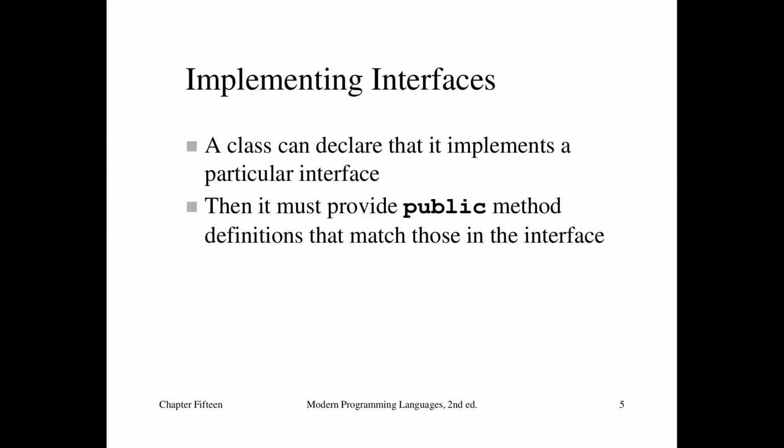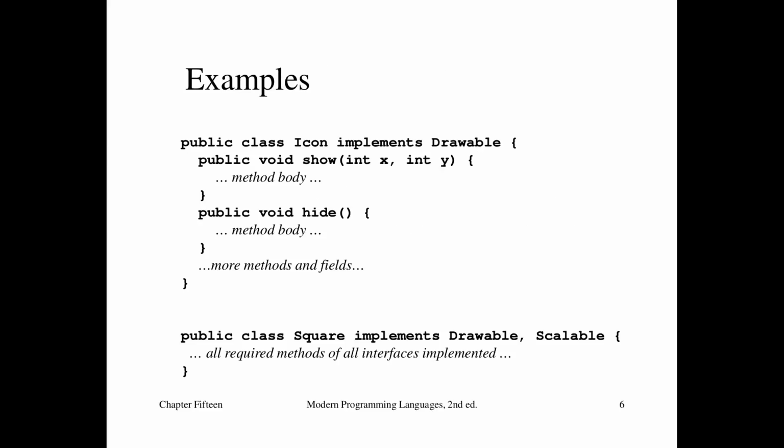So when we get into implementing interfaces, a class can declare that it implements a particular interface. Actually, it can declare that it provides multiple interfaces, right? But the second it does that, if the class is not abstract, it must then provide those same public method definitions that match those defined in any interface it implements, or its superclasses implement. So we need to bear that in mind.